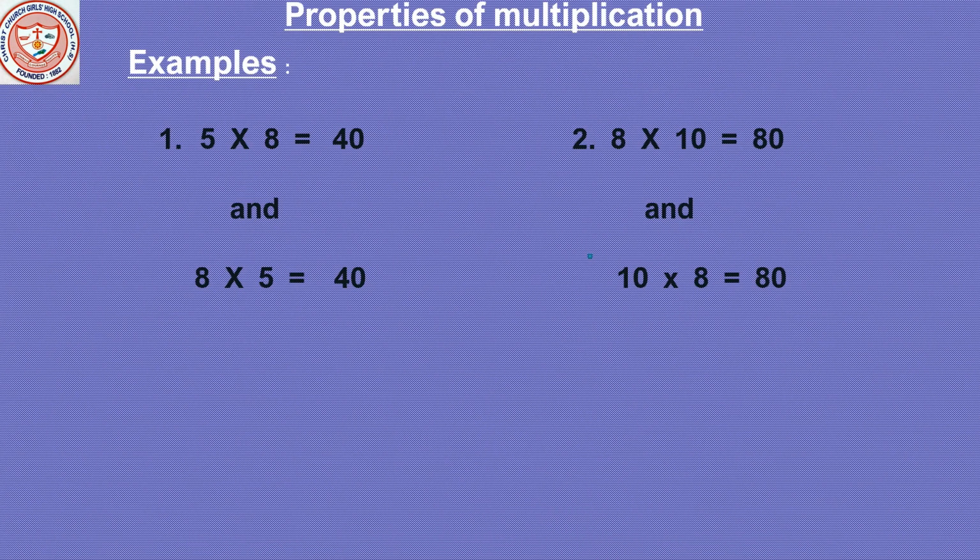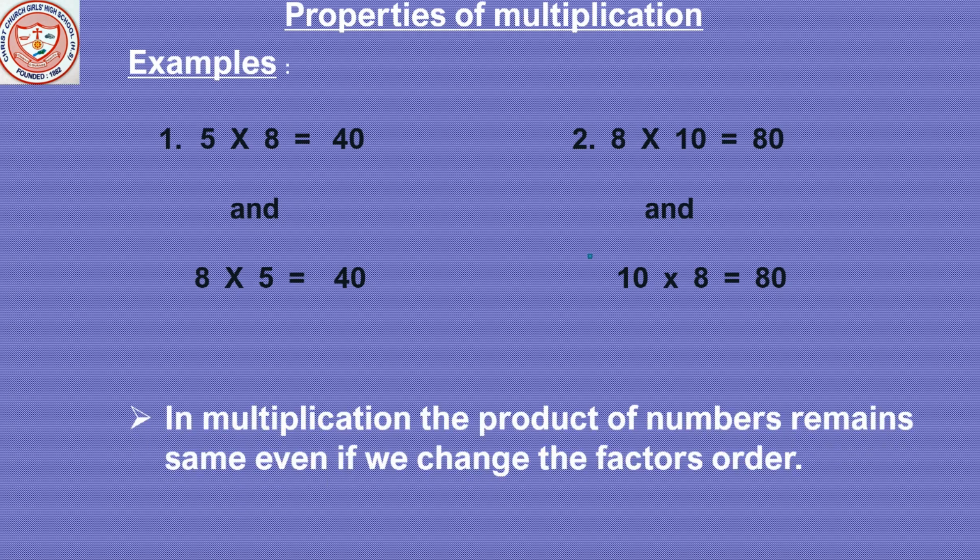Now, look at these examples. Example number 1, 5 into 8 is equal to 40. And 8 into 5 is also equal to 40. Isn't it? What does it mean? It means in multiplication, the product of numbers remains the same even if we change the order of the factors.